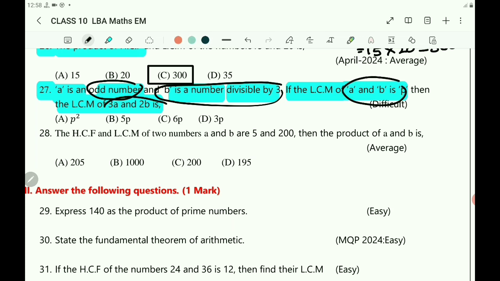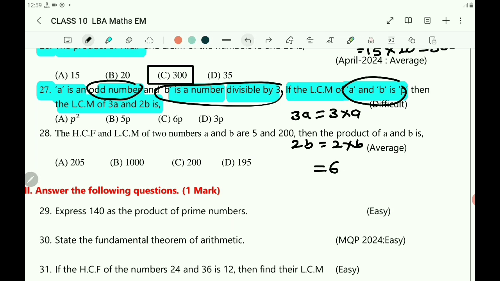Next what you have to find out? LCM of 3A and 2B. So 3A is equal to 3 into A, and 2B is equal to 2 into B. Then what is the LCM of 3 and 2? LCM of 3 and 2 is 6, because here 3 and 2 are co-primes.